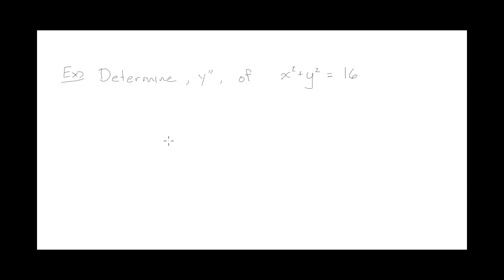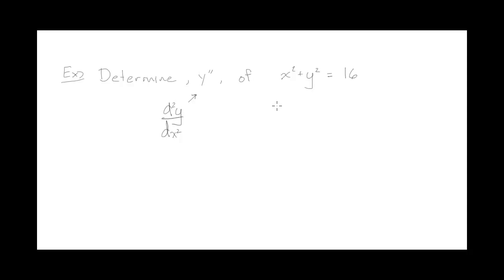Alright, in this video I'm going to look at another example of a higher order derivative, a second derivative, but this one involves a circle, so we're going to use implicit differentiation. So the question says determine y double prime, which is just shorthand for the second derivative, right? That just means d squared y over dx squared. So the second derivative of this function. The way we're going to do this is using implicit differentiation.